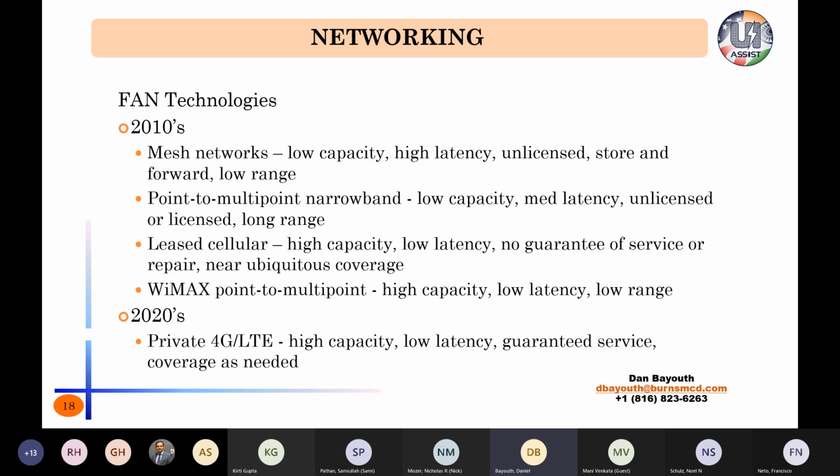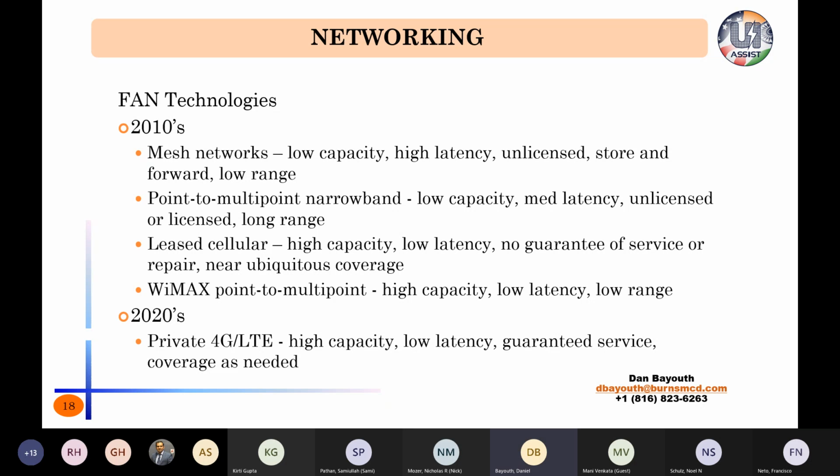Then came kind of WiMAX, a little more broadband point to multi-point, high capacity. They controlled everything. However, frequencies available were very low range, which led to the need to build a lot of infrastructure to serve the applications.